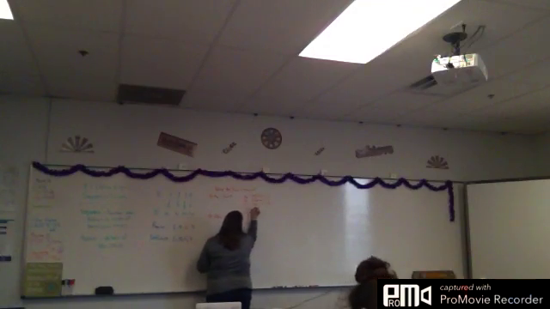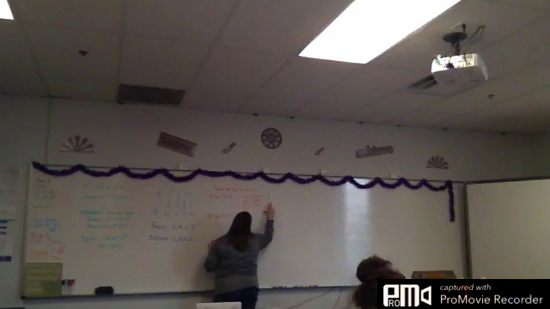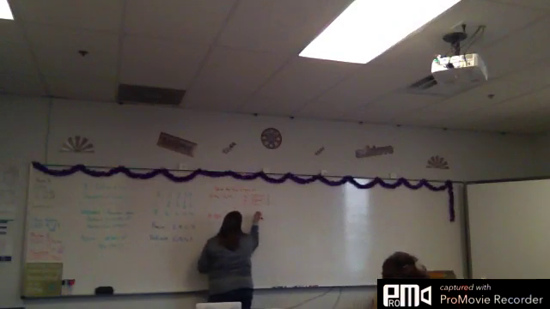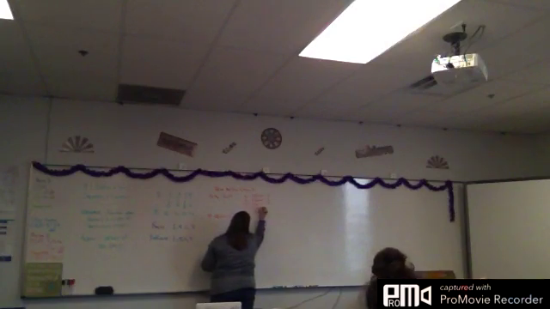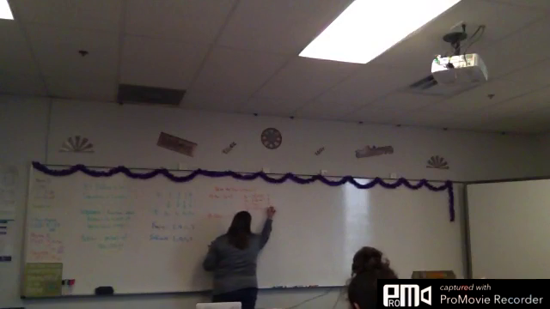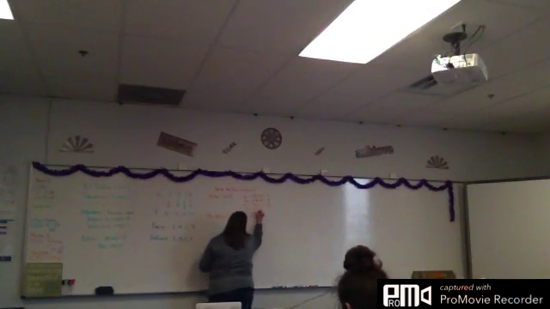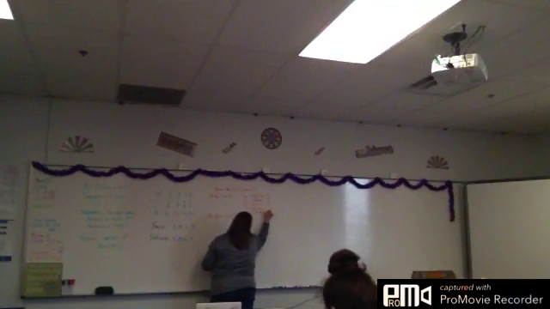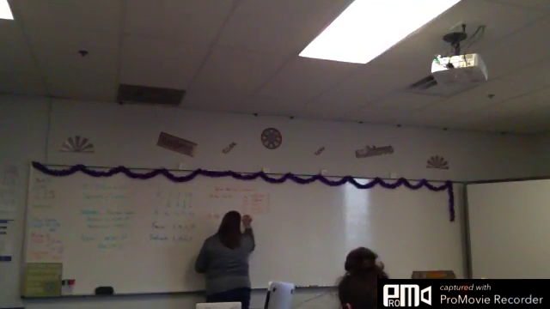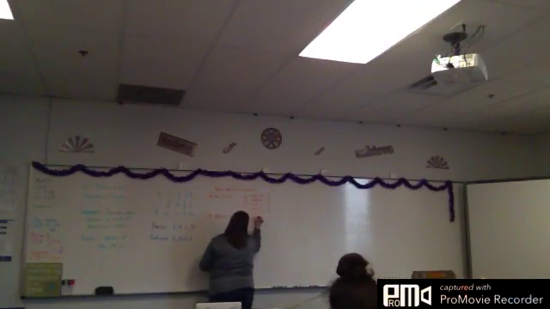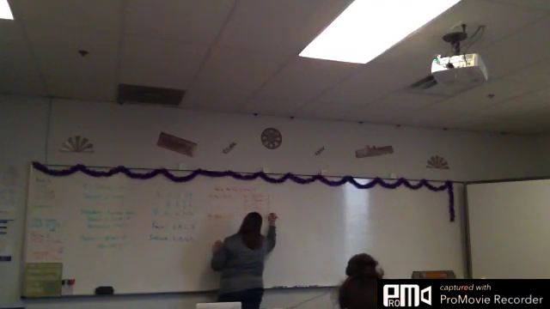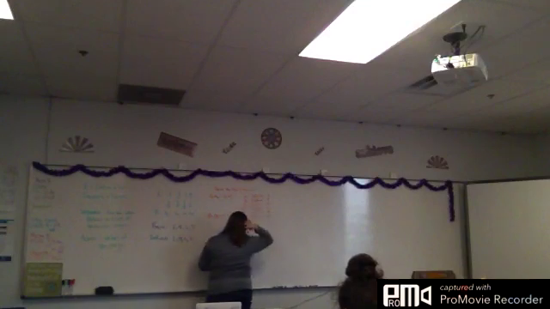A of 4 is 2 times 4 plus 5, which is 13. I was doing 8 in my head for some reason. A of 5 is 2 times 5 plus 5, which is 15. And A of 6 is 2 times 6 plus 5, which equals 17.